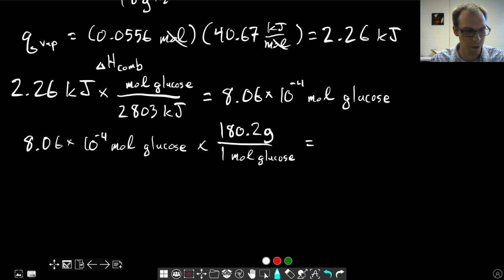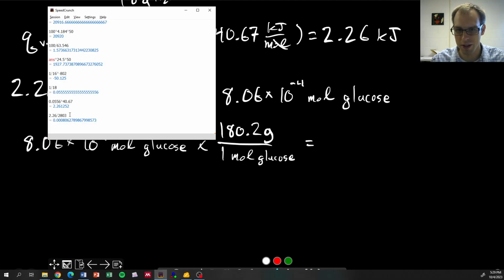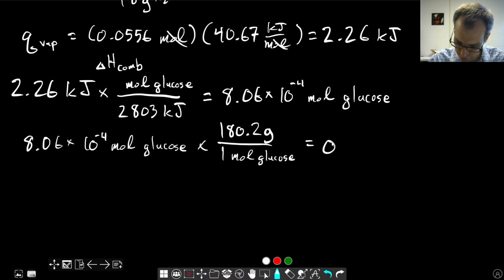All right, so now we can do that last calculation. So I still have the answer from the previous one here, so I'm just going to multiply by 180.2, and that gives us 0.145 grams of glucose.